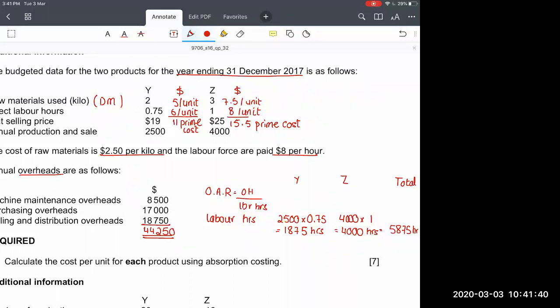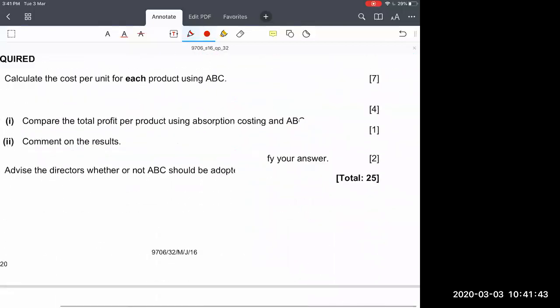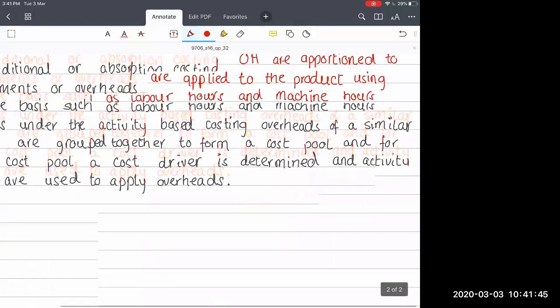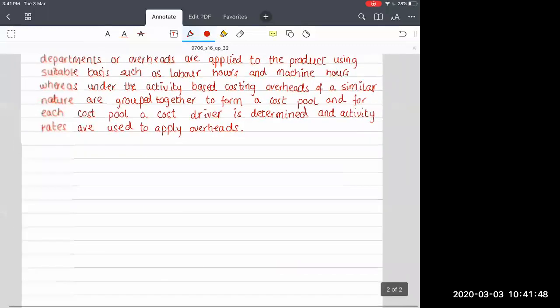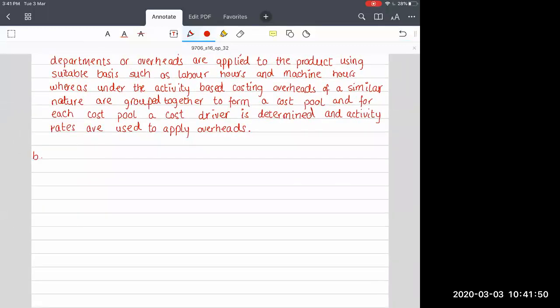तो सबसे पहला काम हमारा ओवरहेड एब्जॉर्प्शन रेट कैलकुलेट करना है. So if we calculate the overhead absorption rate, that is total overheads are $44,250 divided by total labor hours. And what are total labor hours? It's 5875 hours. X and Y and Z दोनों के hours को combine किया है तो recovery rate comes to $7.53 per labor hour.